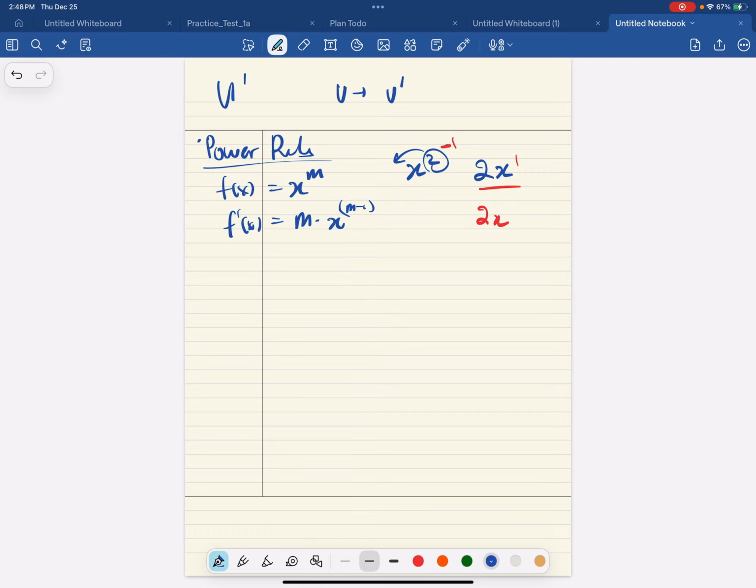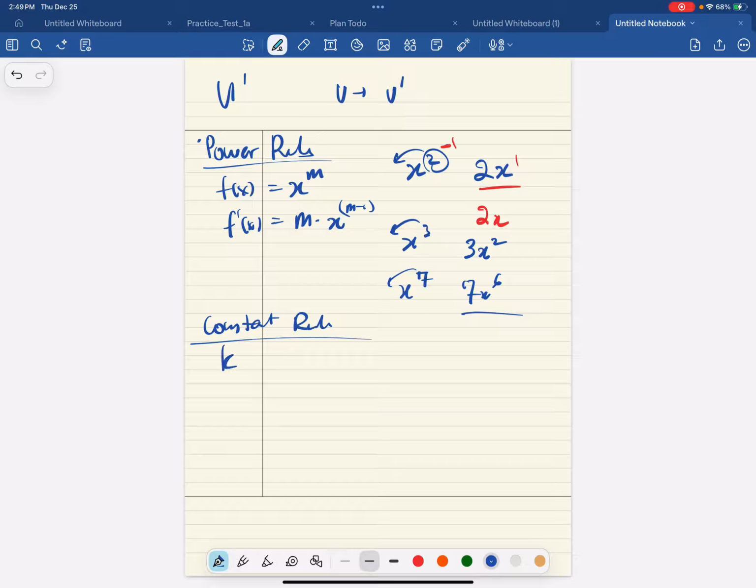Another example, x to the 3. So this is a huge exponent. X to the 3 will become, you bring 3 to the front, so 3x to the 2, because 3 minus 1 gives a 2. Another one, x to the 7. Same thing. You bring the 7 to the front: 7x to the 6.